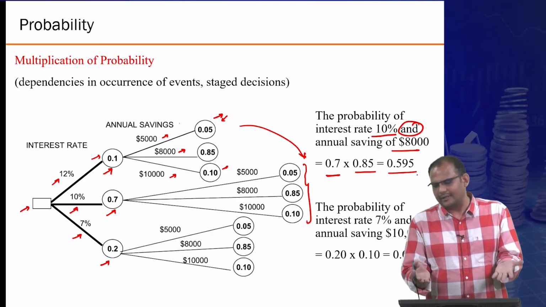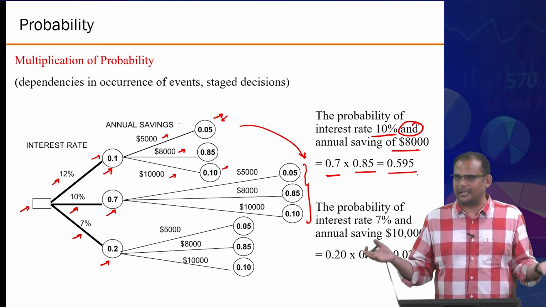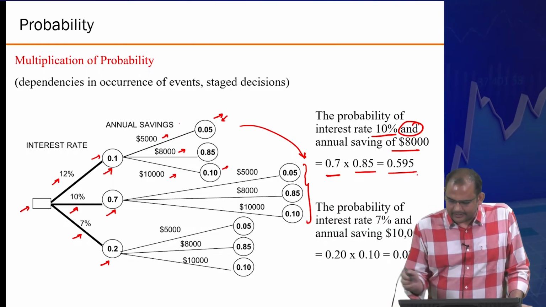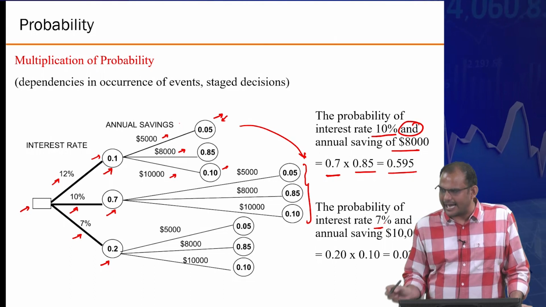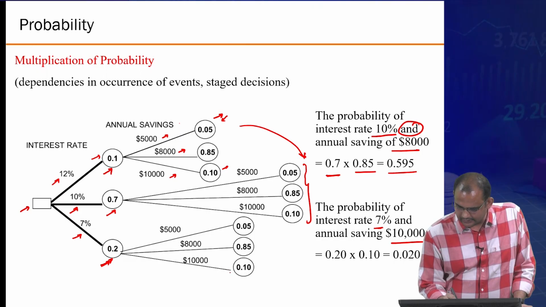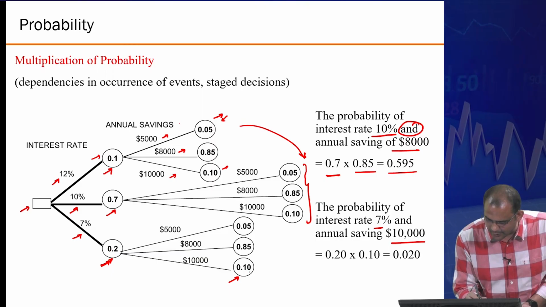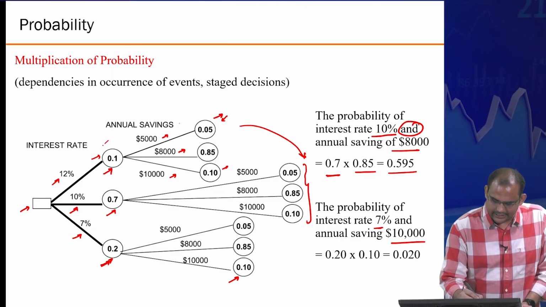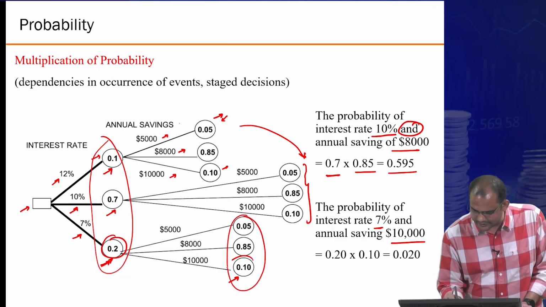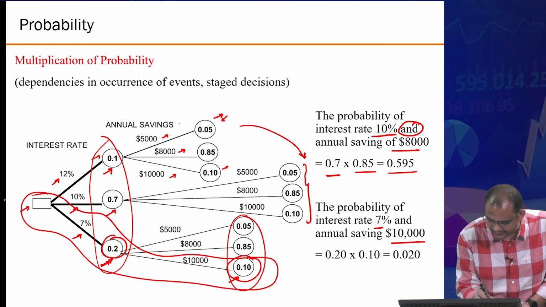Of course, very simple. I remember in my JEE days, this simple concept was spread over a month. So it's there, but I think this is how it is. Okay. The probability of interest rate 7% and annual savings of $10,000 is 0.2 times 0.1 on this particular branch. So what I am doing is basically selecting the nodes. The first decision is this node, so I selected this node. Then the second decision is about this node, so I selected this node. So essentially I end up selecting this particular branch.